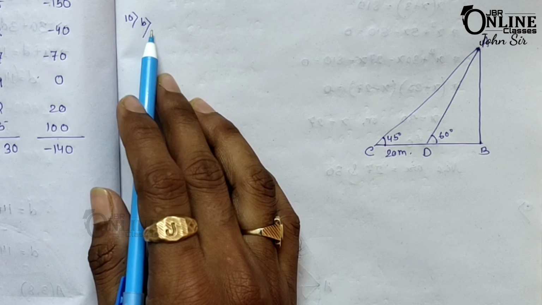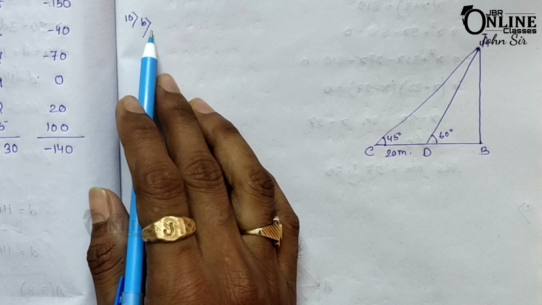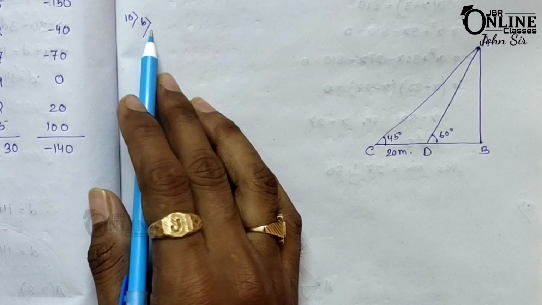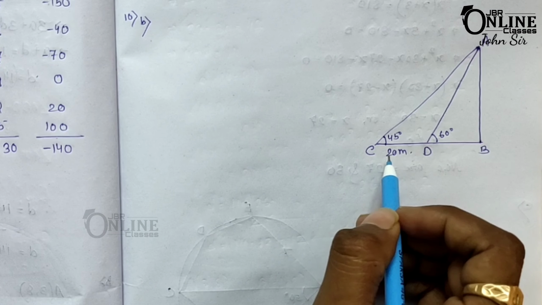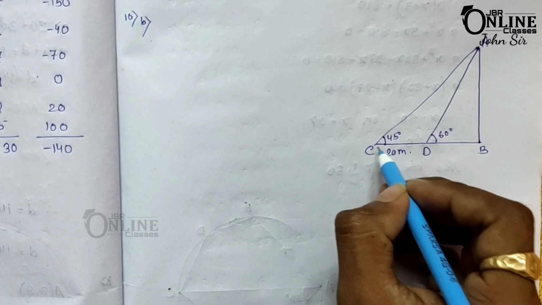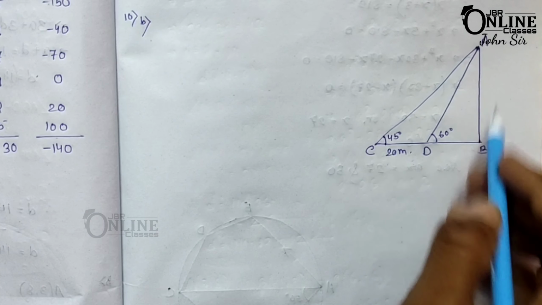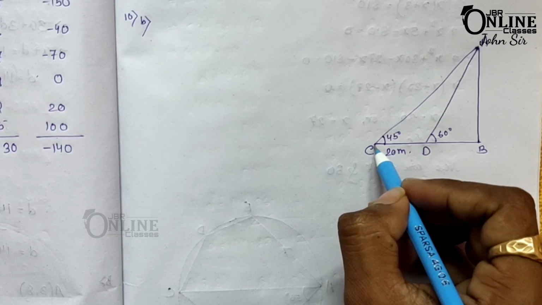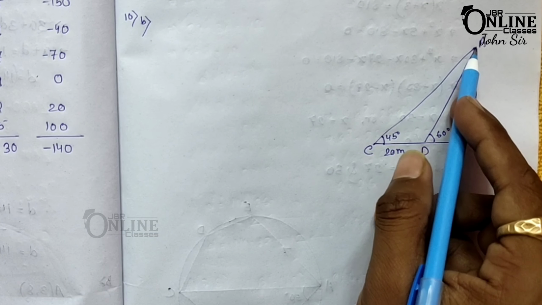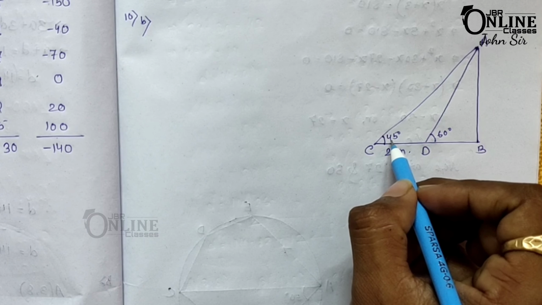In sum number 10B, it's a height and distance problem. A man observed the angle of elevation of the top of a tower to be 45 degrees. Suppose here C is the position of the man and AB is the tower. So the angle of elevation from here to the top of the tower equals 45 degrees.